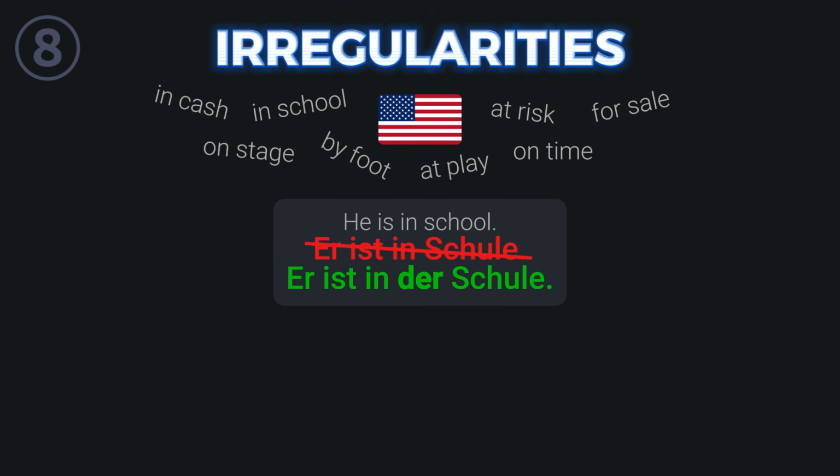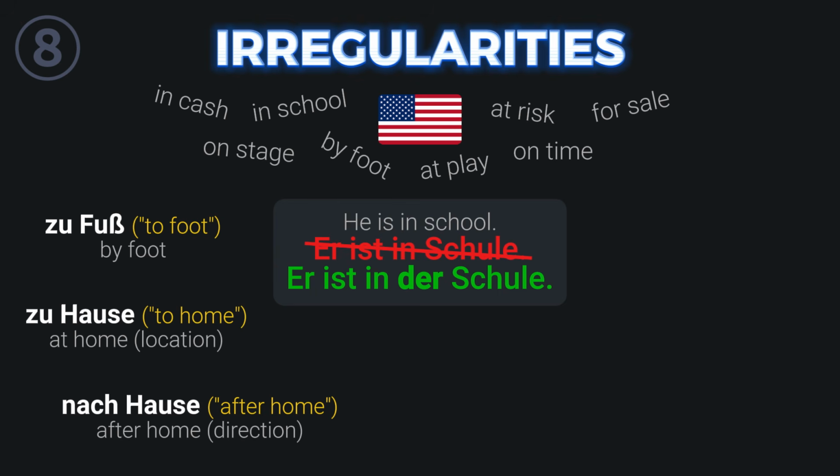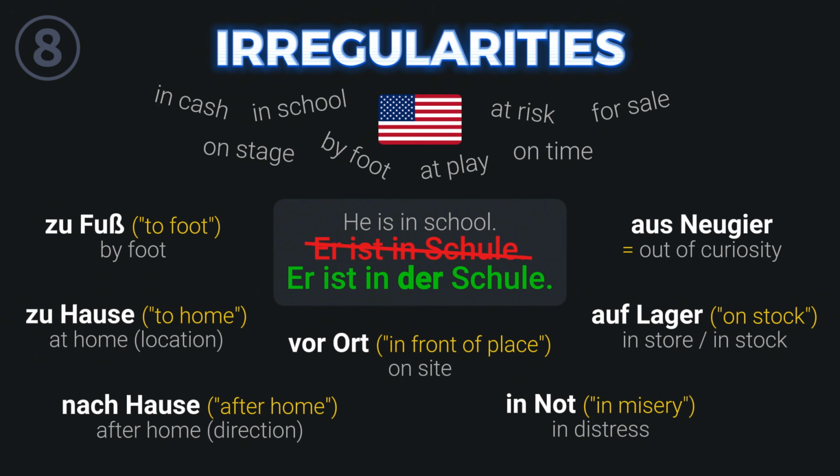Some other German examples include, but are not limited to, zu Fuß, by foot, zu Hause, home or at home, nach Hause, home, like the direction, vor Ort, on site, in Not, in distress, auf Lager, in store or in stock, or aus Neugier, out of curiosity. There are many more and I could theoretically make a separate lesson out of these, so if you're interested, let me know down in the comment section.